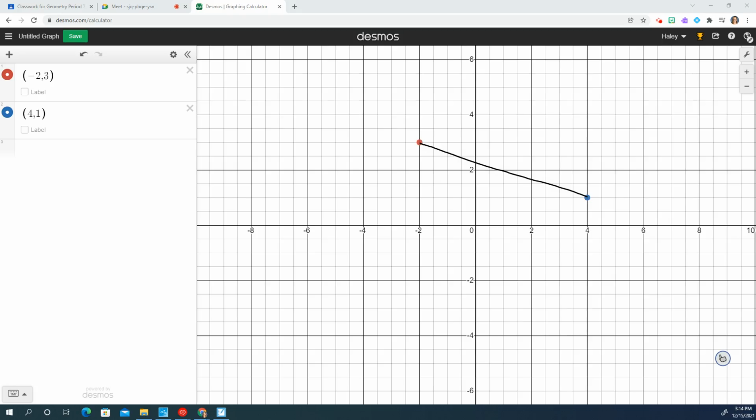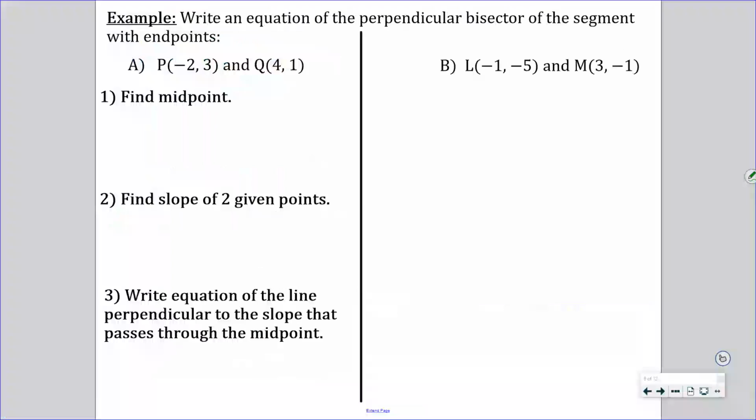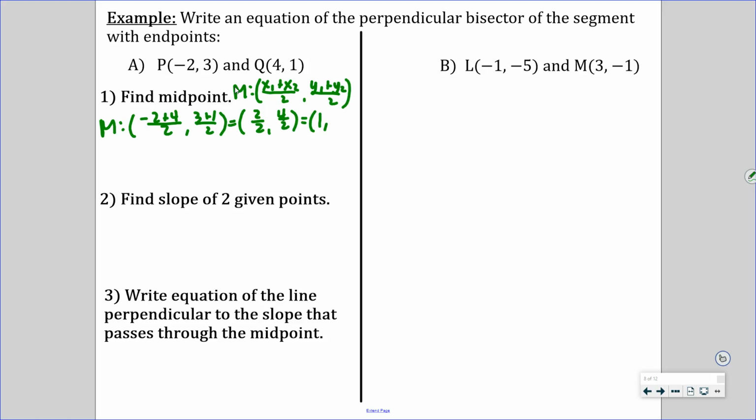So the first thing we're going to do is find the midpoint, because we know that's where it bisects my line, right? We know how to do that. Midpoint formula. We find halfway between the x's, halfway between the y's. So let's do that algebraically. -2 plus 4, find the halfway of there, average that. 3 plus 1, average that. Okay, we get the midpoint to be 1, 2.